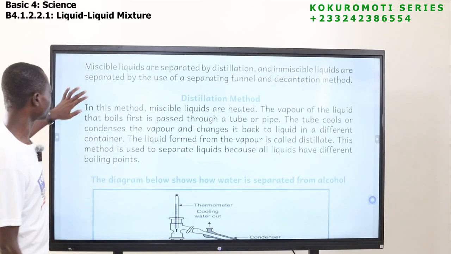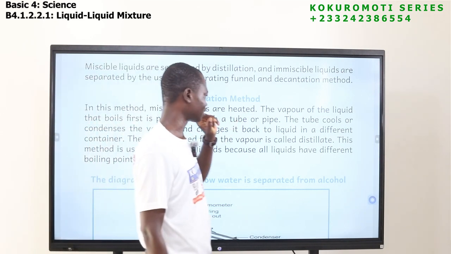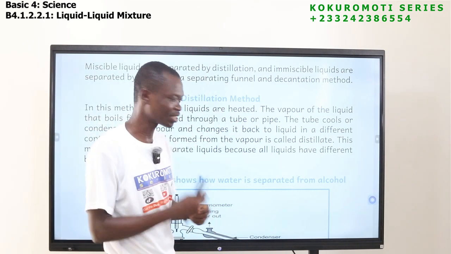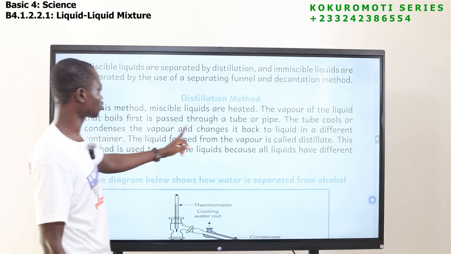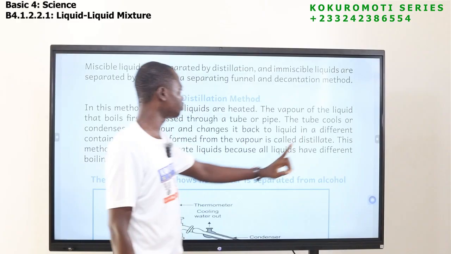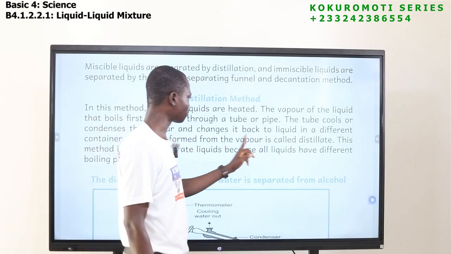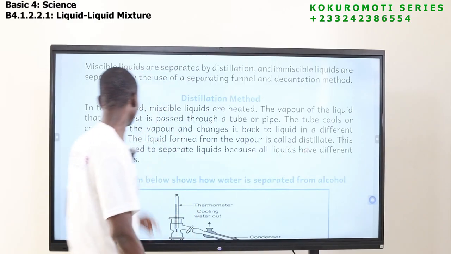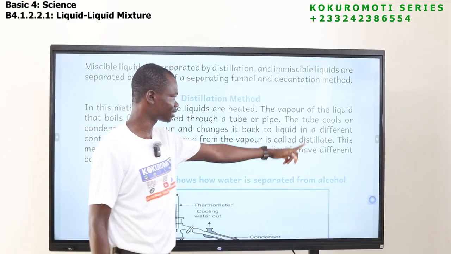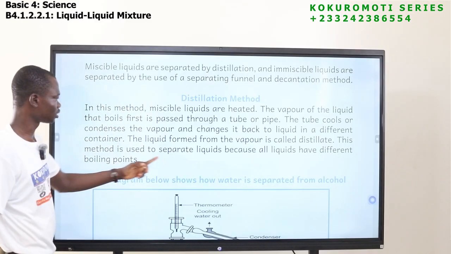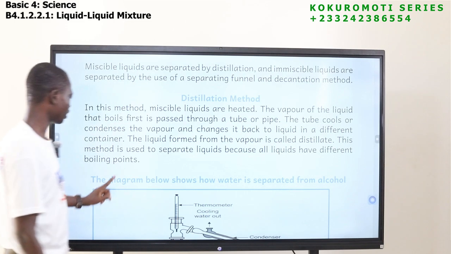Now let's move on. In this method, miscible liquids are heated. Listen, in distillation, you first heat the mixture. The vapor of the liquid that boils first is passed through a tube or pipe. The tube cools or condenses the vapor and changes it back to liquid in a different container. The liquid formed from the vapor is called distillate.